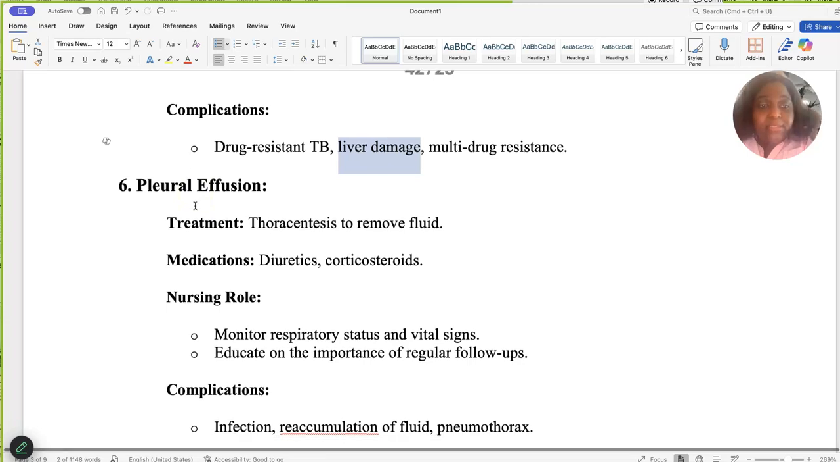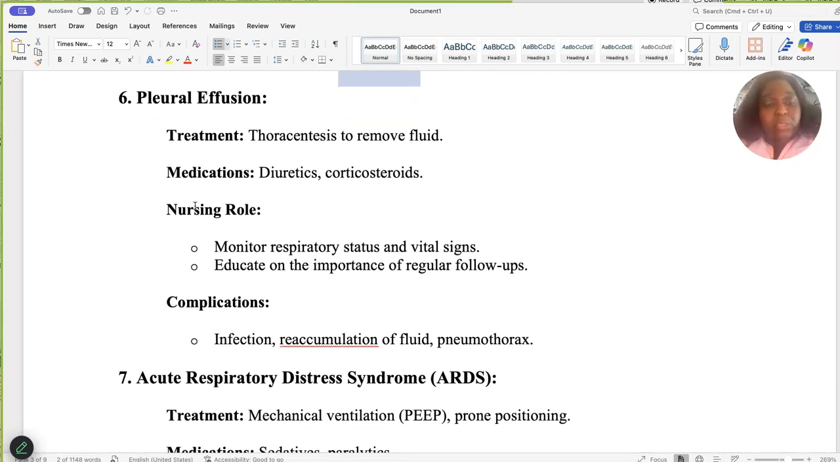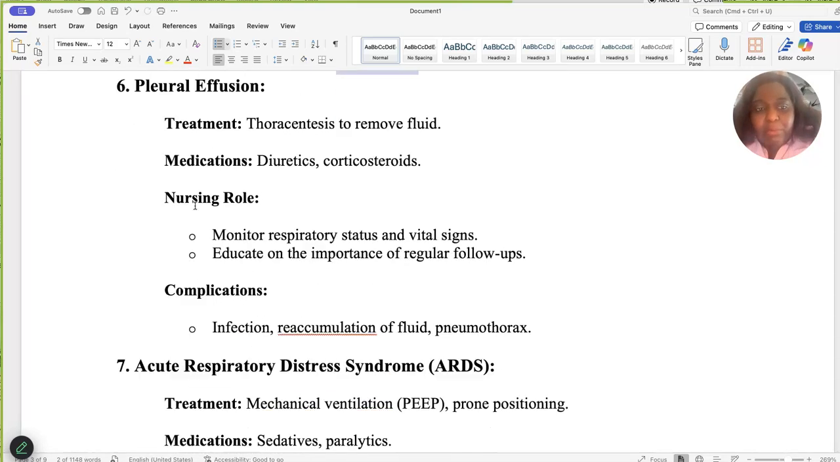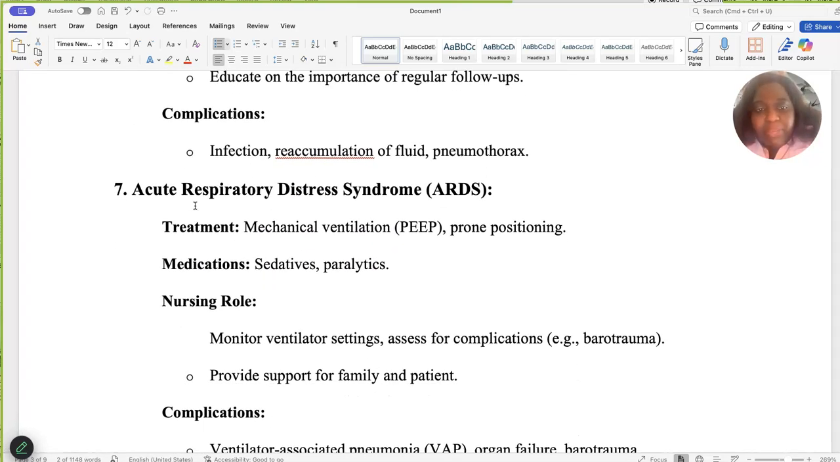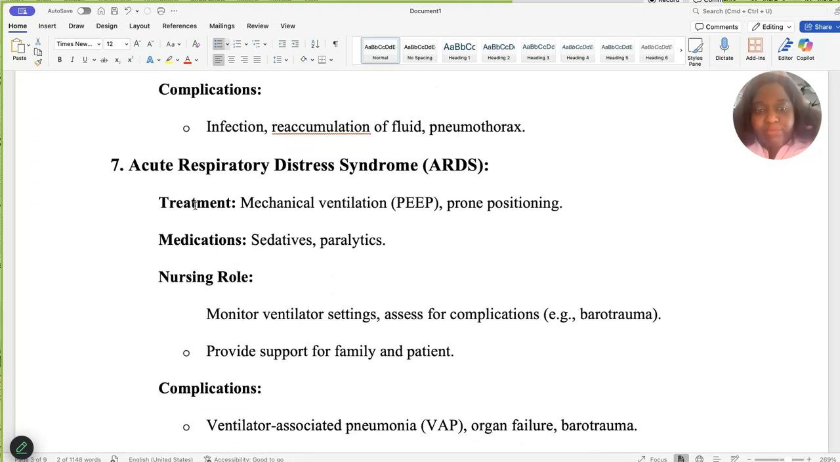The next disorder is going to be pleural effusion. With pleural effusion, what treatment do we need to use? Thoracentesis to remove fluid, medications like diuretics, corticosteroids. Nursing role, monitor respiratory status and vital signs, educate on the importance of regular follow-ups. What are the complications that we may see with pleural effusion? Infection, reaccumulation of fluid, pneumothorax. These are the things that we see with pleural effusion.